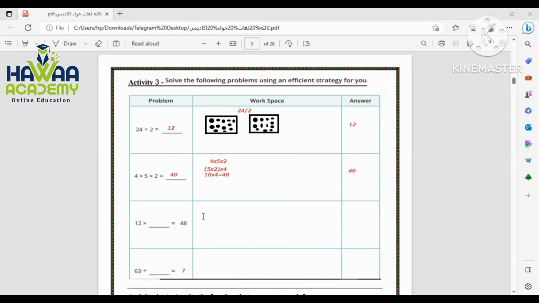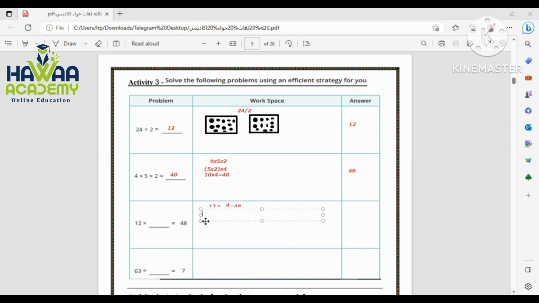Okay, 12 times what gives me 48? How will I solve this equation? Times what gives me 48? Look here. 2 times what gives me 8? Look at the first digit, the ones digit. 2 times what gives me 8? 2 times 4. Right? So 2 times 4 gives me 8.